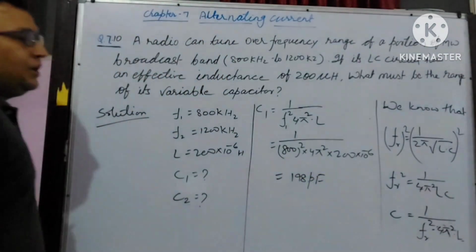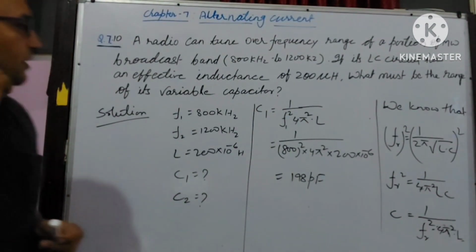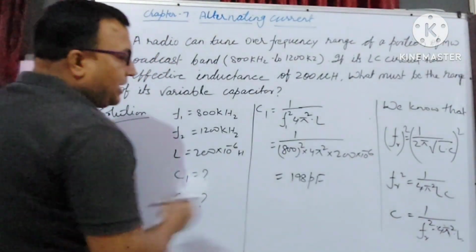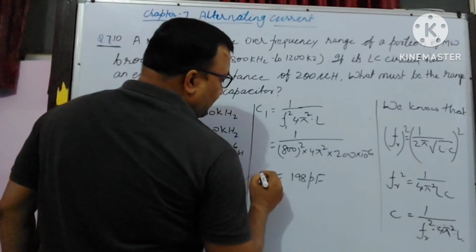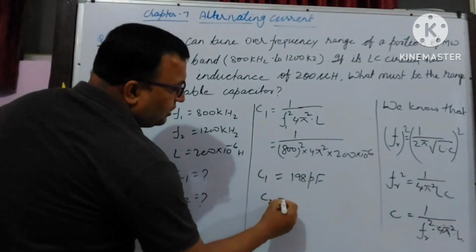picofarad. This one is our first value, when we keep the frequency 800 kilohertz. This is the first frequency range, C1. Now come to C2.